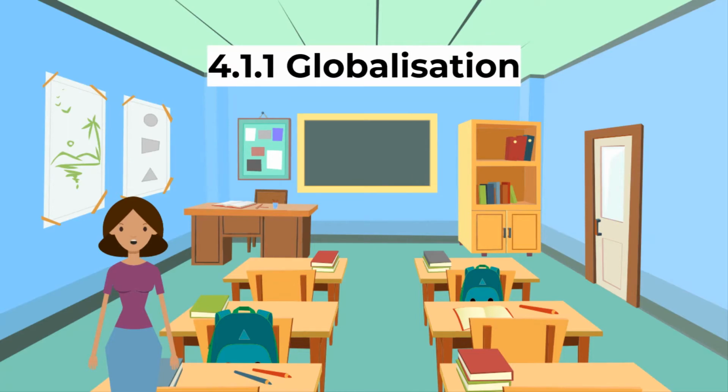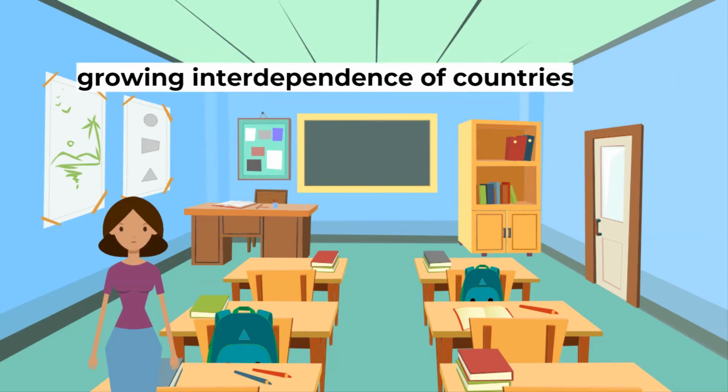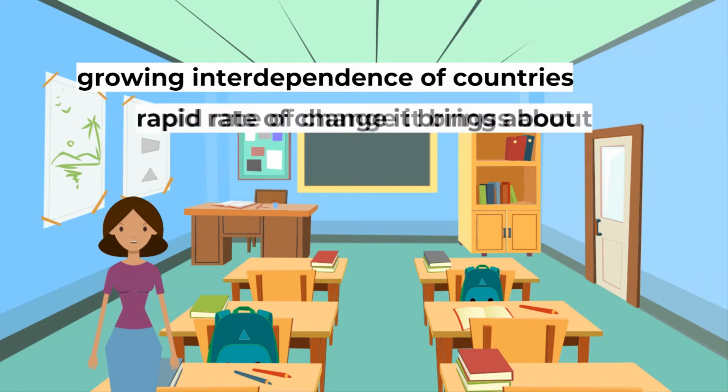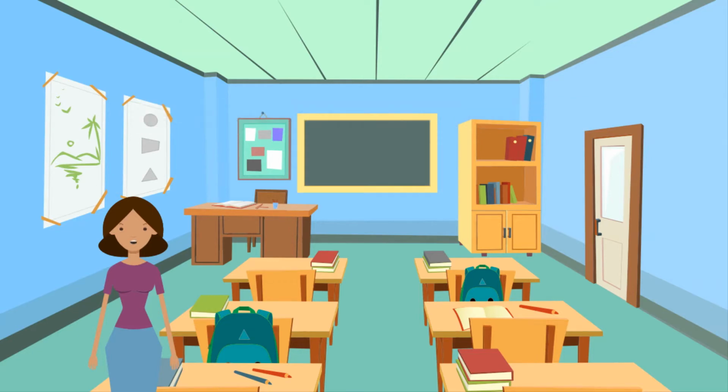Firstly, we will look at globalization. We need to first know the characteristics of globalization. Globalization refers to the growing interdependence of countries and the rapid rate of change it brings about. The OECD defines globalization as the geographic dispersion of industrial and service activities, for example, research and development, sourcing of inputs, production and distribution, and the cross-border networking of companies, for example through joint ventures and the sharing of assets.